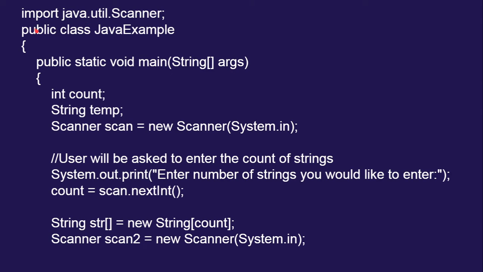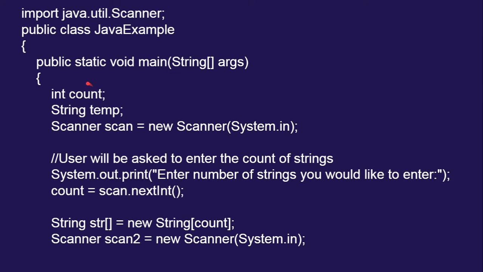Now next, public class JavaExample. JavaExample is the class name, and this file should be saved using the name JavaExample.java. Open the brace, public static void main(String[] args). This is the starting of the main method in a Java program, and then the open brace starts. Actually, what we are going to do is get the number of strings, for example, the number of names in a class, and arrange them. That is the aim of this program.